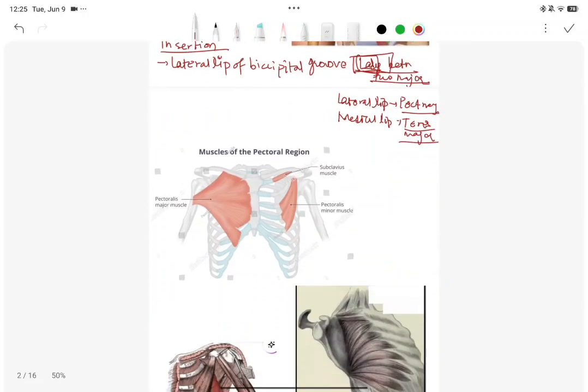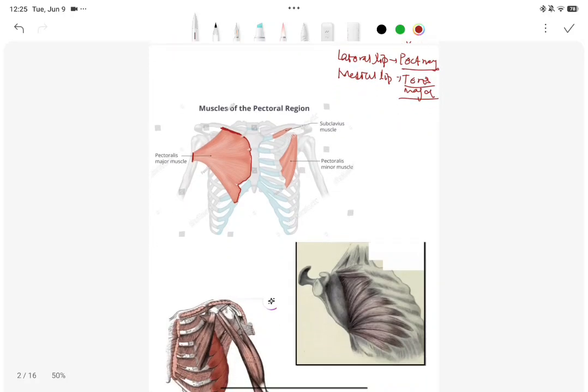So this is the muscle of the chest. This is the most bulky muscle of the chest, the pectoralis major, that has a clavicular head from the anterior medial surface of the clavicle, and a sternocostal head from the costal cartilage and the aponeurosis of the external oblique muscle, and it is inserted in the lateral lip of the bicipital groove. And there is another muscle.